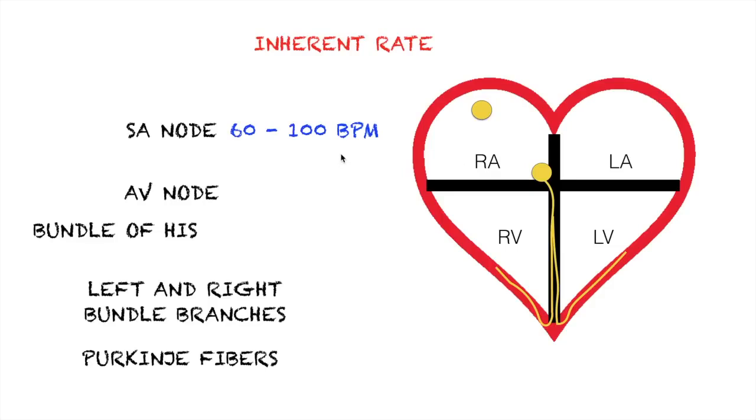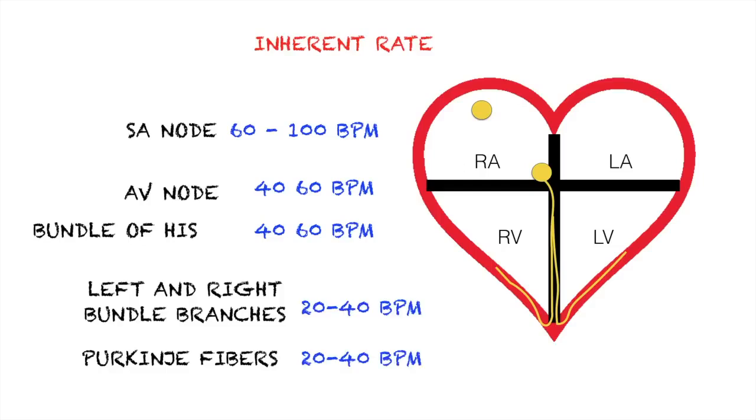However, for some reason, if the SA node fails or there's a block somewhere here, then the AV node will kick in. It will generate its own impulse, and when this happens, the AV node will generate a heart rate of 40 to 60 beats per minute. That also includes the bundle of His, which will generate its own impulse, enough to make 40 to 60 beats per minute. And if the AV node or the bundle of His fail, then the left and the right bundle branches and the Purkinje fibers will generate their own impulse, and they have the capacity to make a heartbeat of 20 to 40 beats per minute.